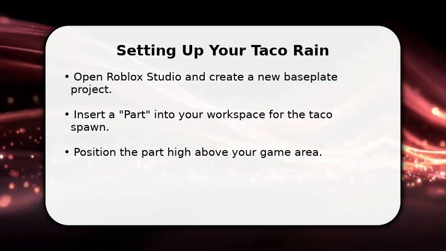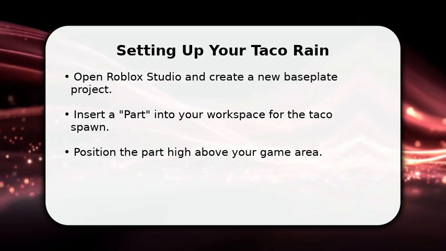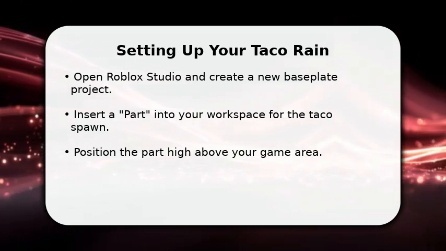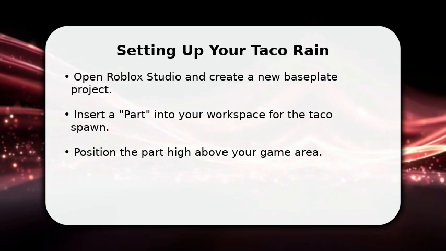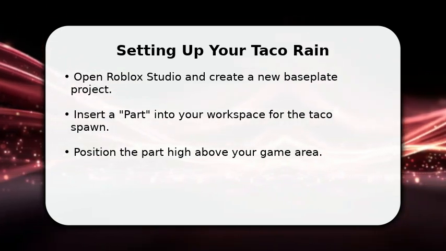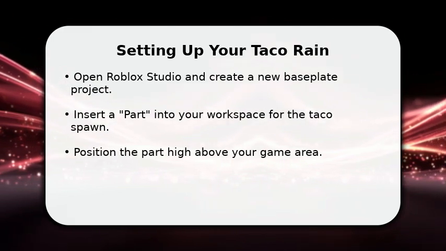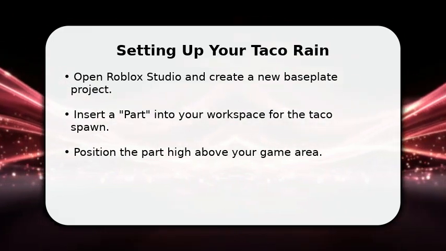Next, insert a simple part into your workspace. This part will be our taco spawner. Make sure to place it high above your game world. Rename this part to Taco Spawner so it's easy to find later. This initial setup is crucial for our raining effect.